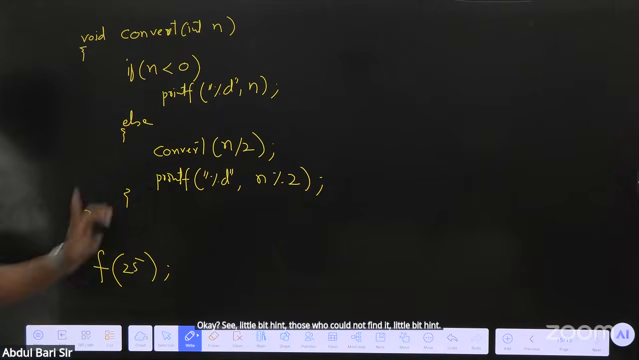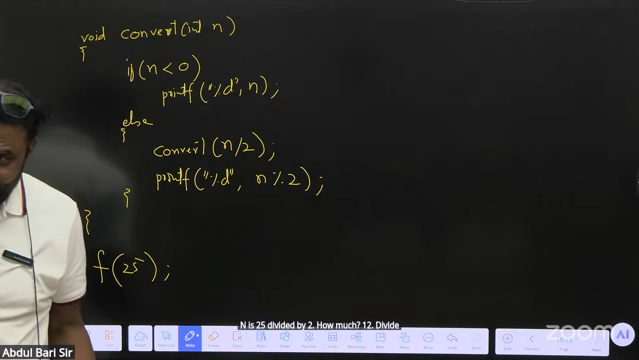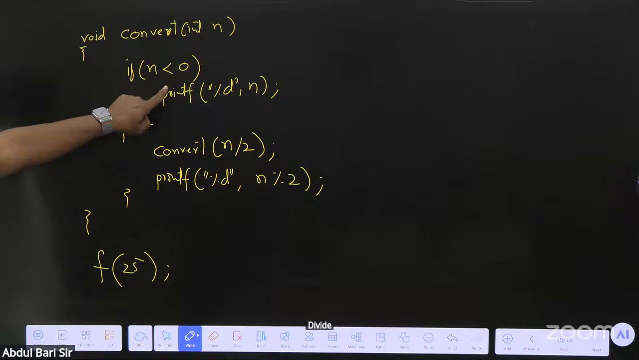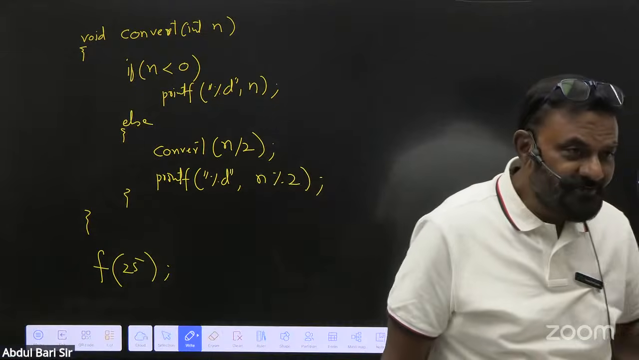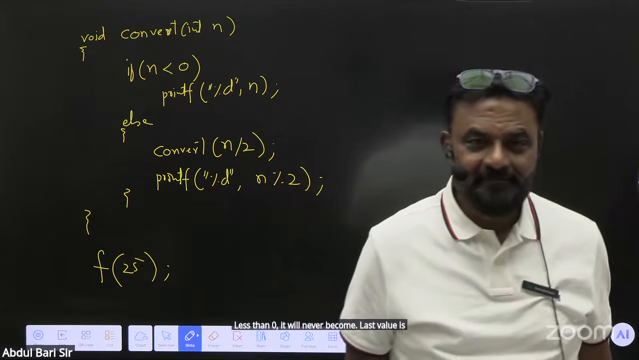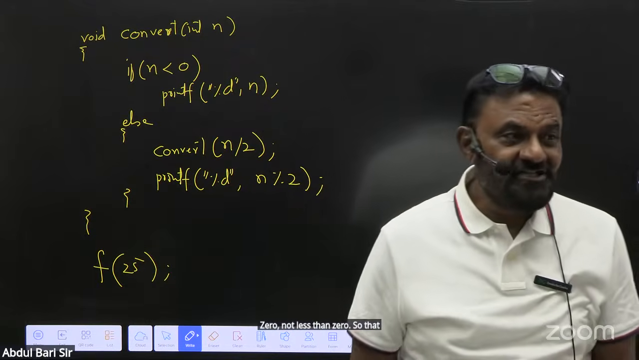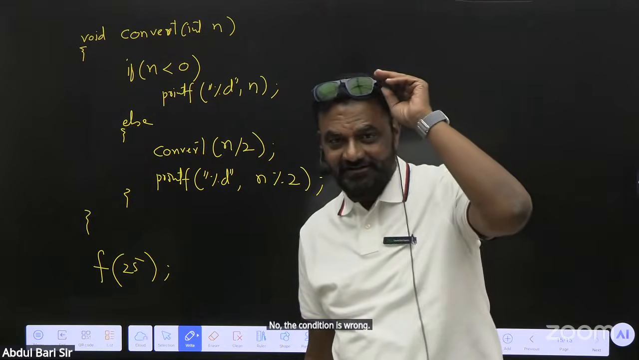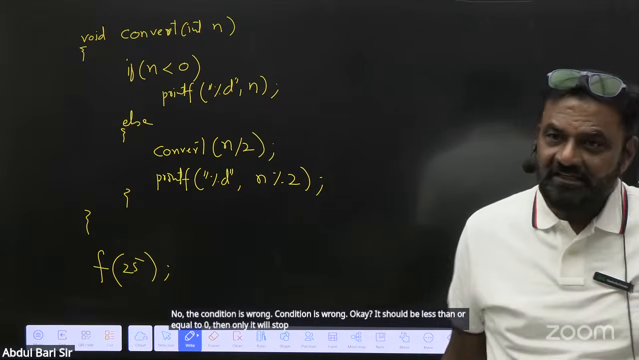N is 25. Divide by 2. How much? 12. Divide by 2, divide by 2, and so on. When will it become less than 0? Less than 0, it will never become. The last value is 0, which is not less than 0. So will that termination condition ever be reached? No, the condition is wrong. It should be less than or equal to 0, then only it will stop. Otherwise, it is never less than 0.